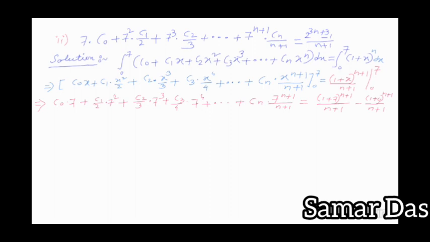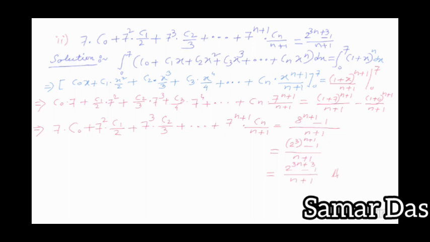Okay, now simplify. On the left hand side, we have 7 c0 + 7² c1/2 + 7³ c2/3 + ... + 7^(n+1) cn/(n+1) = (8^(n+1) - 1)/(n+1). The denominators are the same on the right hand side. So 8 can be written as 2³. Then we got here (2^(3n+3) - 1)/(n+1). Okay, we got the answer.